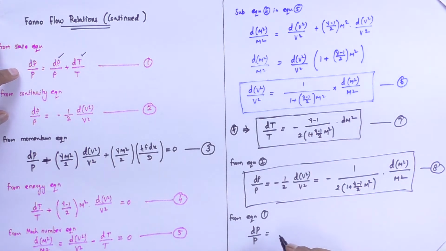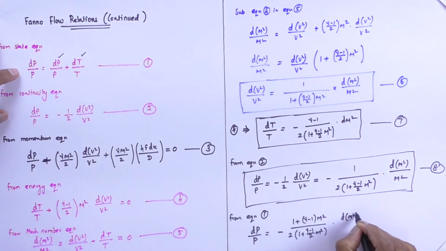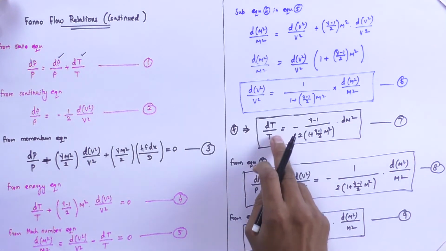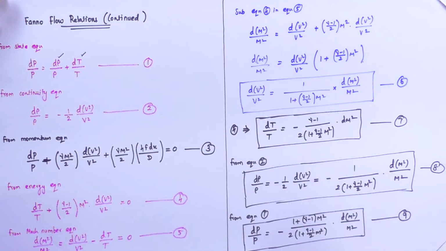After simplification I will get dP by P as minus (1 plus (gamma minus 1) M squared) divided by (2 into (1 plus (gamma minus 1) by 2 M squared)) into d of M squared divided by M squared. Let us say this is equation number 9. As of now we have represented only static property variations as a function of Mach number variations.